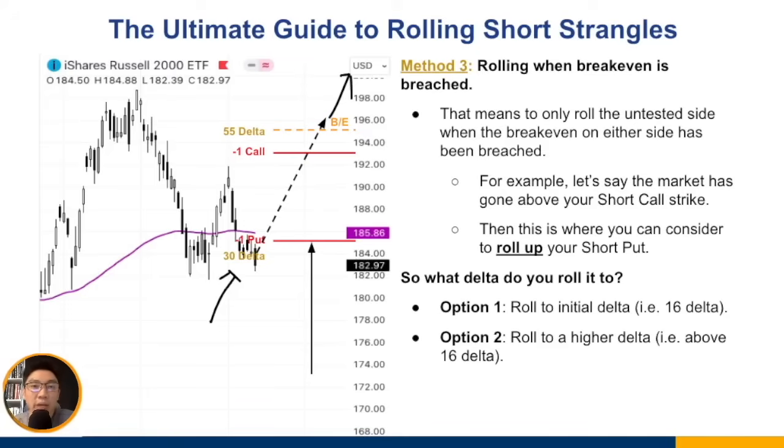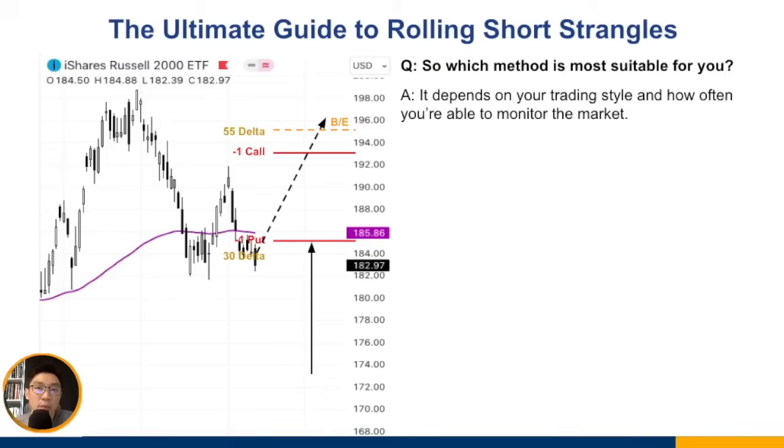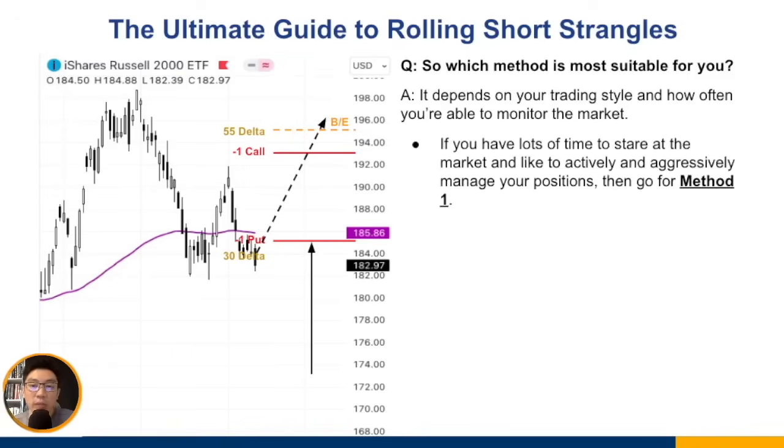Okay, so now that I've shared these 3 methods with you, you might be wondering, hey Davis, which method should I go for? Which method is most suitable for you? Well, the answer really comes down to your trading style and how often you're able to monitor the market. So if you have lots of time to stare at the market and you like to actively and aggressively manage your positions, then go for method 1. You can actively reduce your risk as you manage the deltas of your short strangle, but also do keep in mind that the more actively you manage your positions, the more actively you roll, the higher the chance of a whipsaw as well.